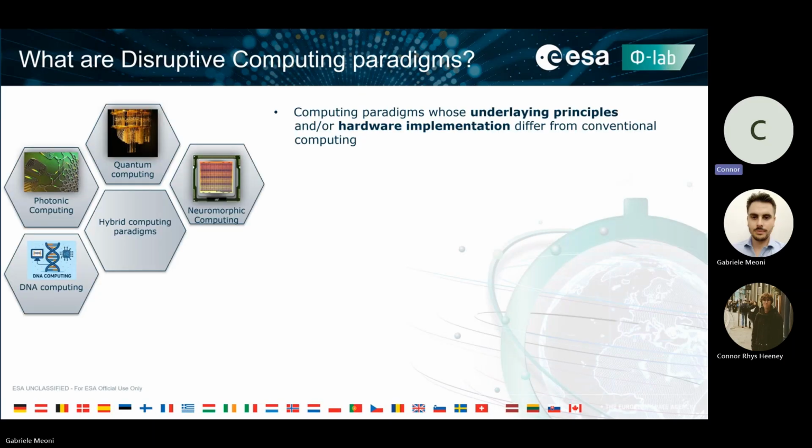So what are disruptive computing paradigms? Well, they are simply computing paradigms that work in a different way. In which sense? They are based on different underlying principles, or they have a different hardware technology or implementation from conventional computing.